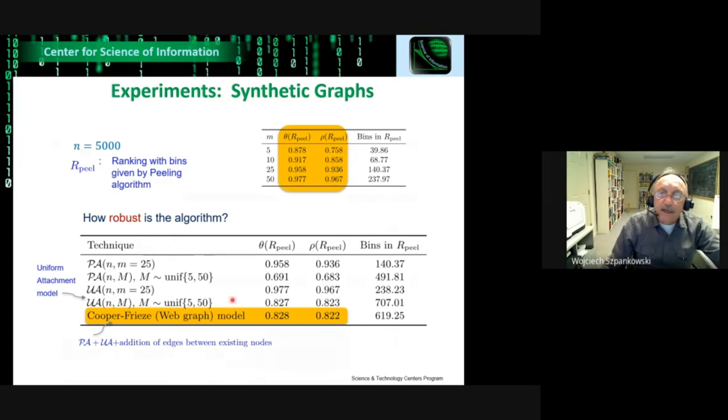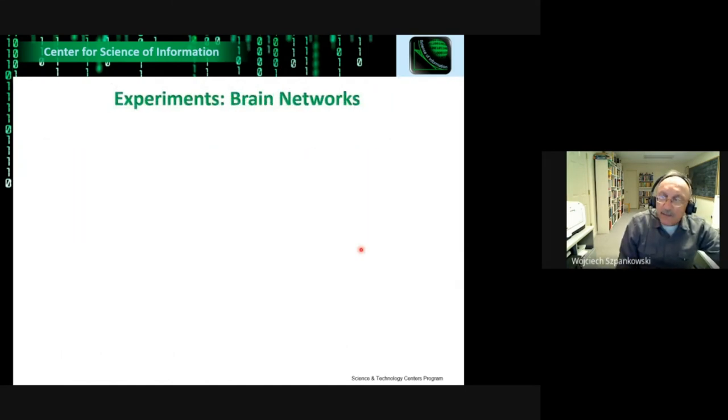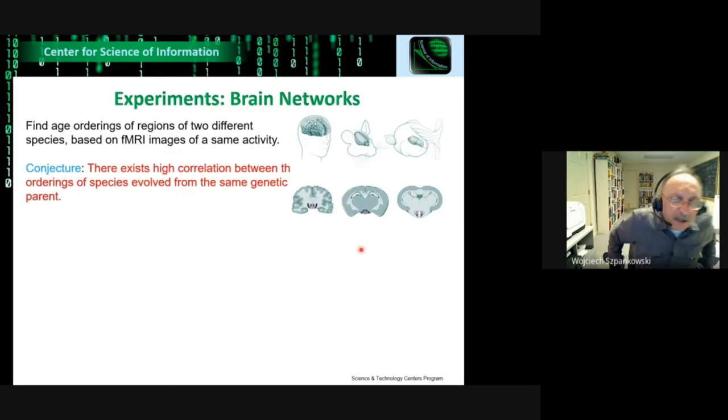So this is for simulation. We generate, by the way, this M, the number of nodes added, which might be fixed or might be random. Still, we have a pretty good relationship between density and precision. This is for real world, but the most interesting is here, and that I'm going to finish. I have a few more slides if you ask, but otherwise we'll be done.